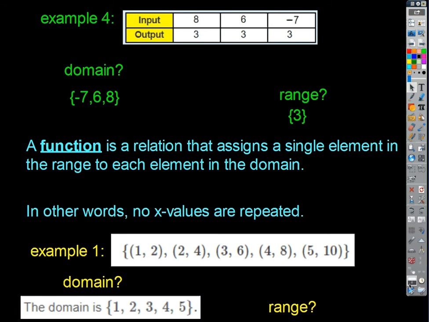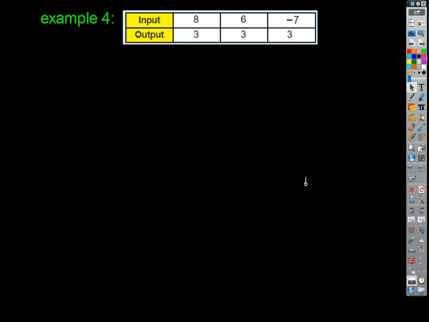How about something like that? Same idea, different form. Now we're writing it as a table. These are the input values and the corresponding output values. So domain? 7, 6, 8. -7, 6, 8. And then we agree? Range? 3. That's it. Okay.